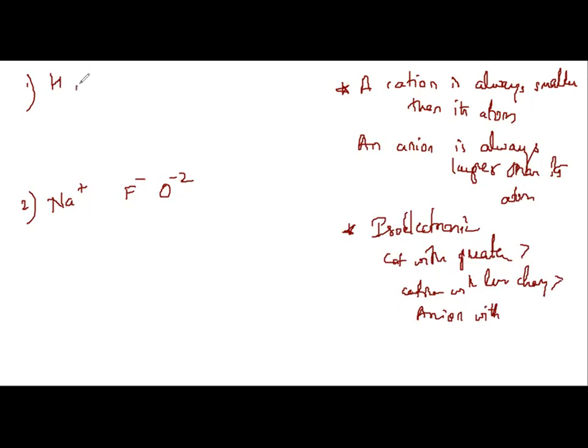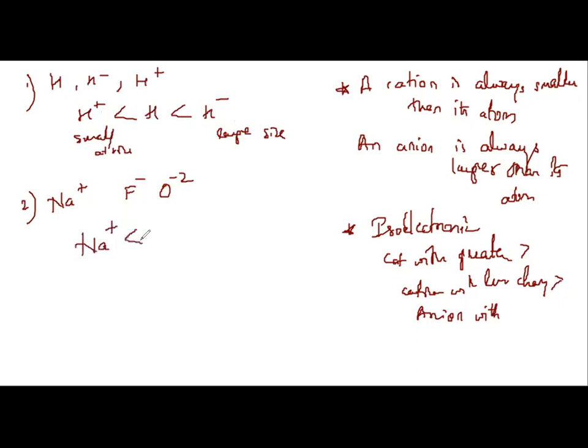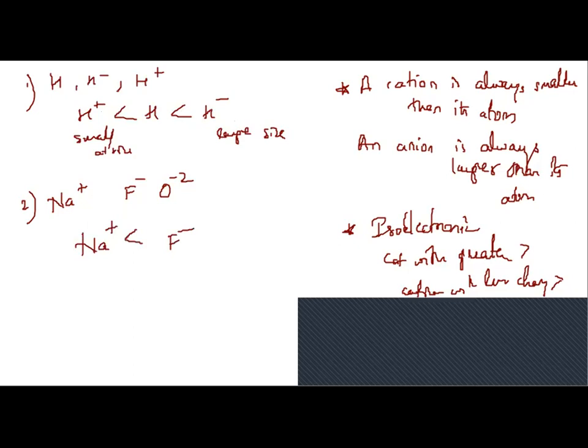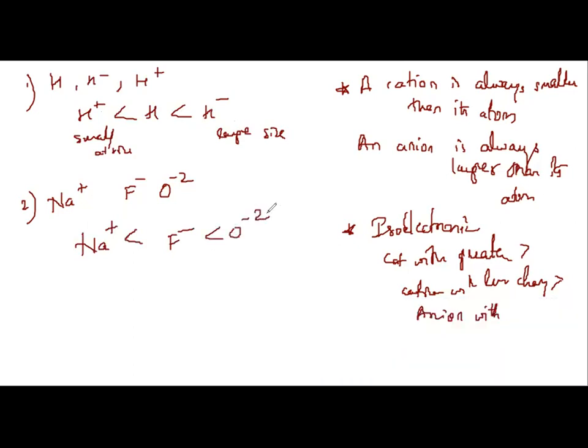Okay, hydrogen: H minus, H plus. So the cation has smaller size, then comes the neutral atom, and then comes the anion, which has larger size. Correct? In the case of isoelectronic ions, Na plus has the smallest size. Then comes F minus, and then comes O2 minus.